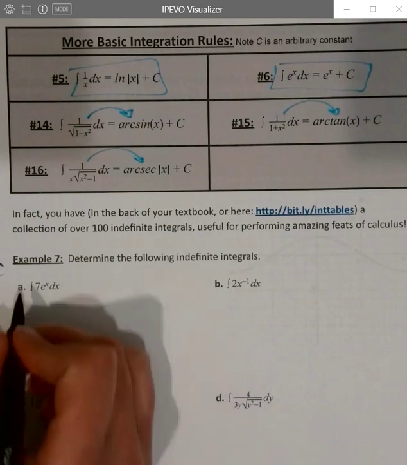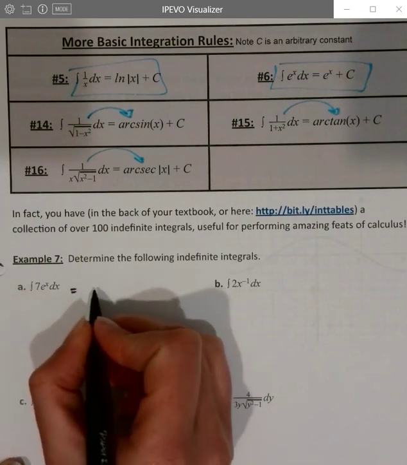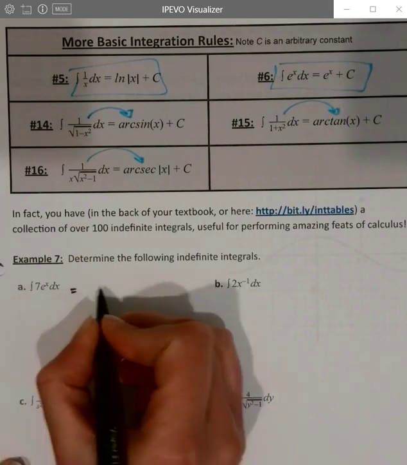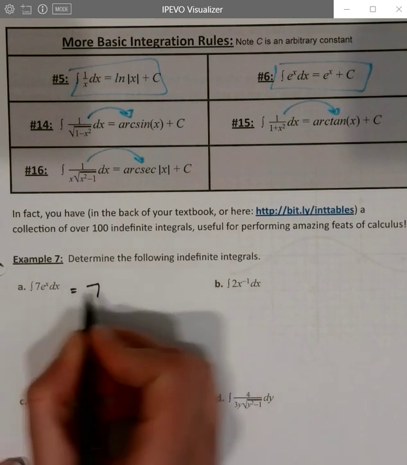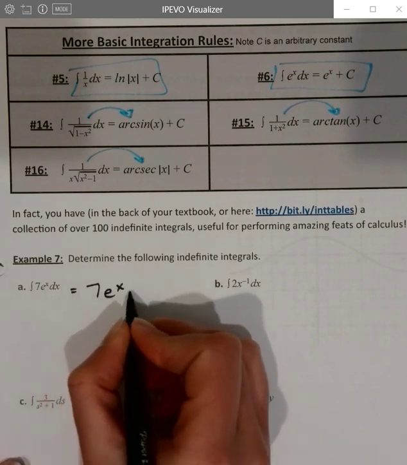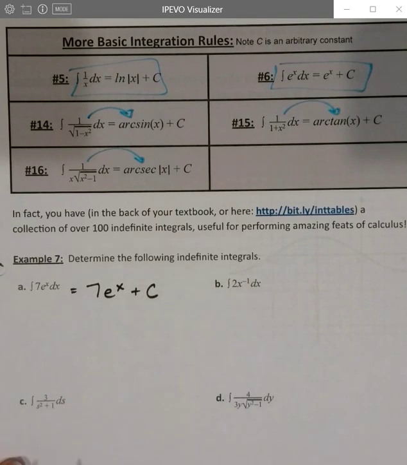Okay, so let's take a look at some of the ones here on the bottom. I want to integrate 7e to the x. Love it, because the 7, a constant multiple, gets left alone, and then I have e to the x, which integrates into e to the x itself. Throw on a plus c.